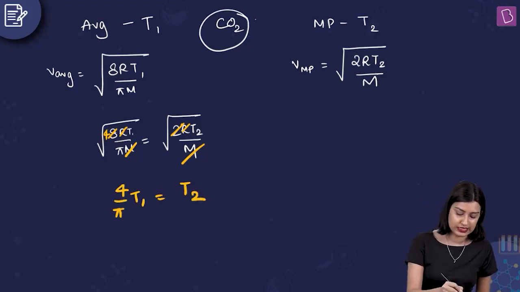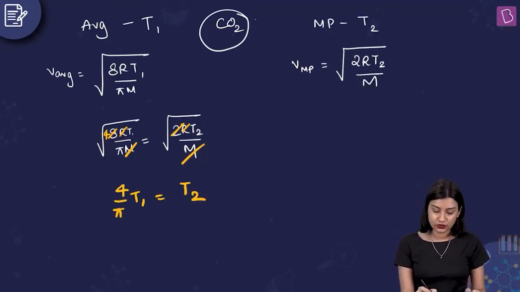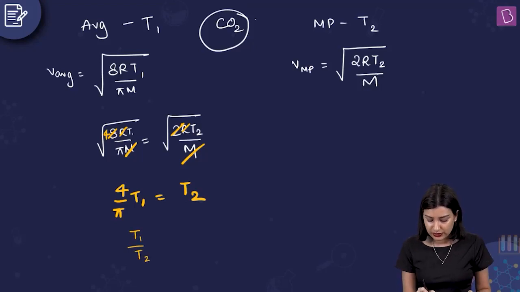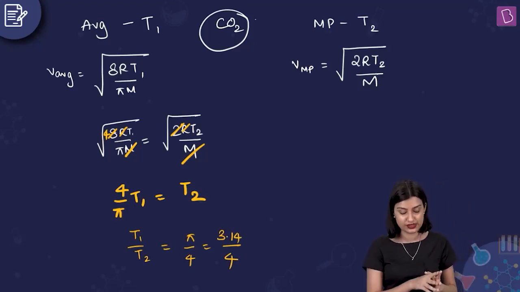I'm going to slightly reduce this. Now you have to find out T1 by T2. So T1 by T2 is going to be nothing but pi by 4. Pi is nothing but 3.14, so 3.14 divided by 4. This is what you have.